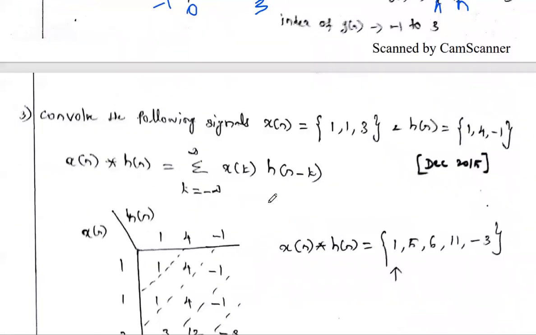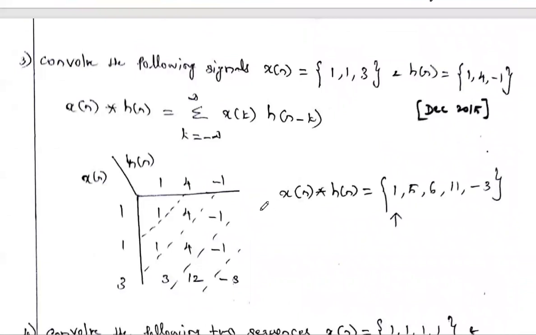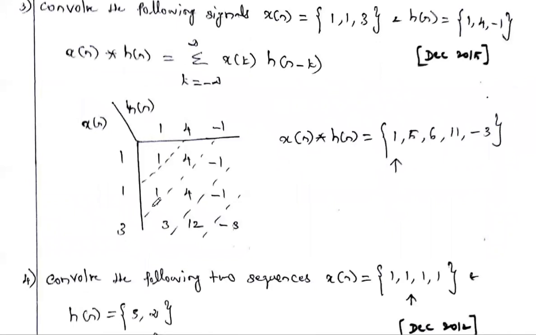Next, convolve the following signals: x of n equal to 1, 1, 3 and h of n equal to 1, 4, -1. Here the arrow is not given, so don't worry about the lower index and upper index. If the arrow is not given, we consider the first sample of this sequence as n equal to 0, and similarly the first sample in this one as n equal to 0. Okay, so we have to write down the convolution sum formula. This convolution sum is performed by the tabulation method.